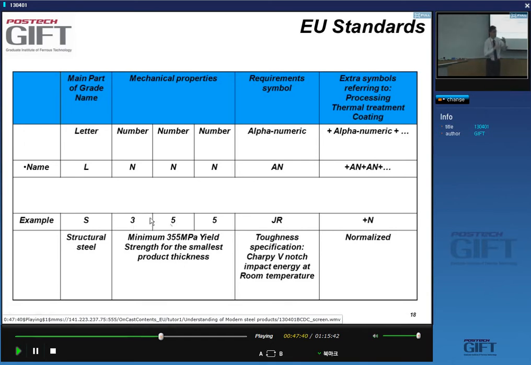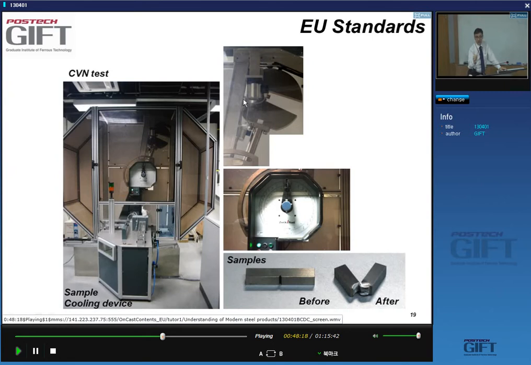Right, so this is the yield strength. Very often for structural steels there will be toughness specifications such as V-notch impact energy at room temperature, for instance. And then, N. And N stands for normalizing. So that means that the user of the steel specifies that the steel has to be in the normalized condition when it's shipped to his site.